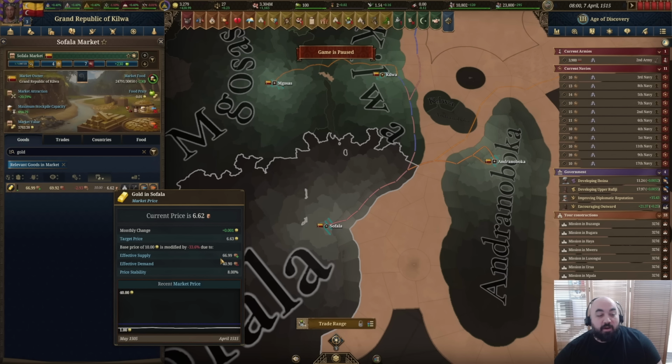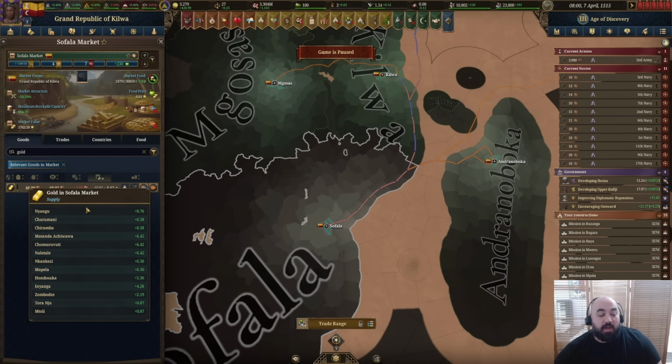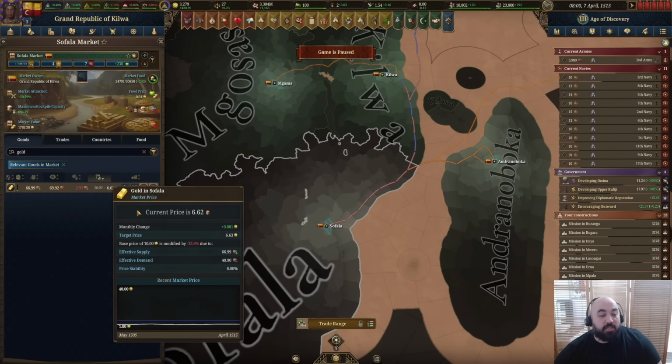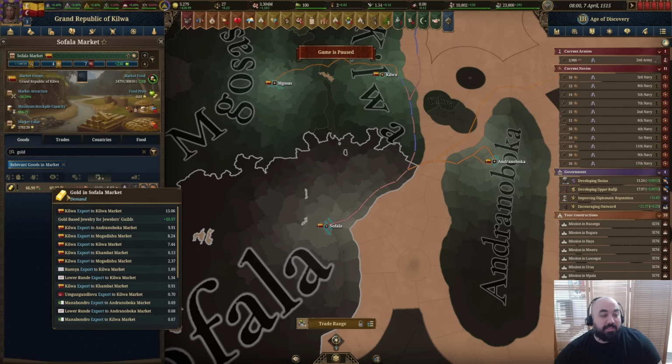You might notice that our effective supply is 66.99, which is the same as our actual supply. That is because all of our supply of gold within the market is produced here locally, and so it will have a full weight of 100% and will count entirely towards the effective supply. However, our effective demand is considerably lower than our actual demand. That is because most of our demand for gold is actually coming from exports. We are exporting a ton of gold, which is going to be affecting the price less.